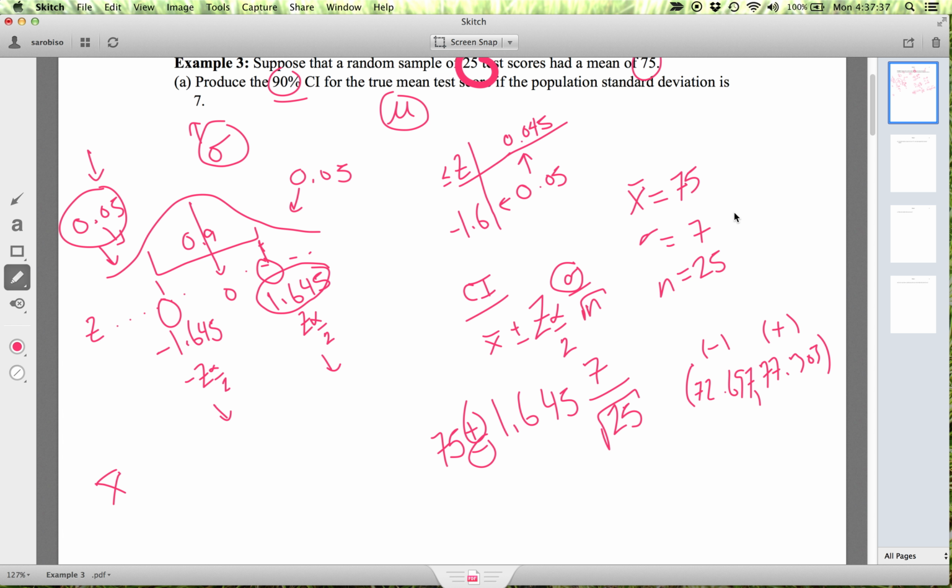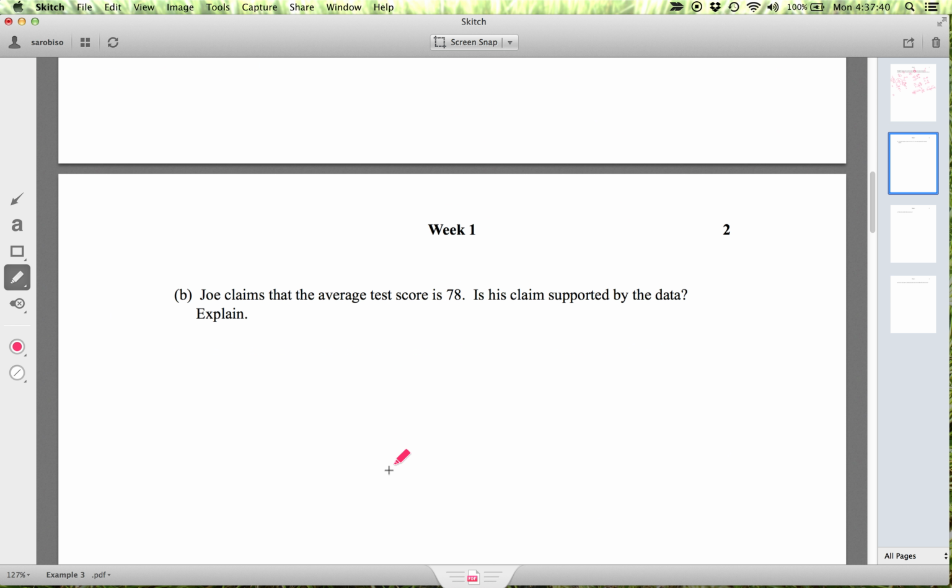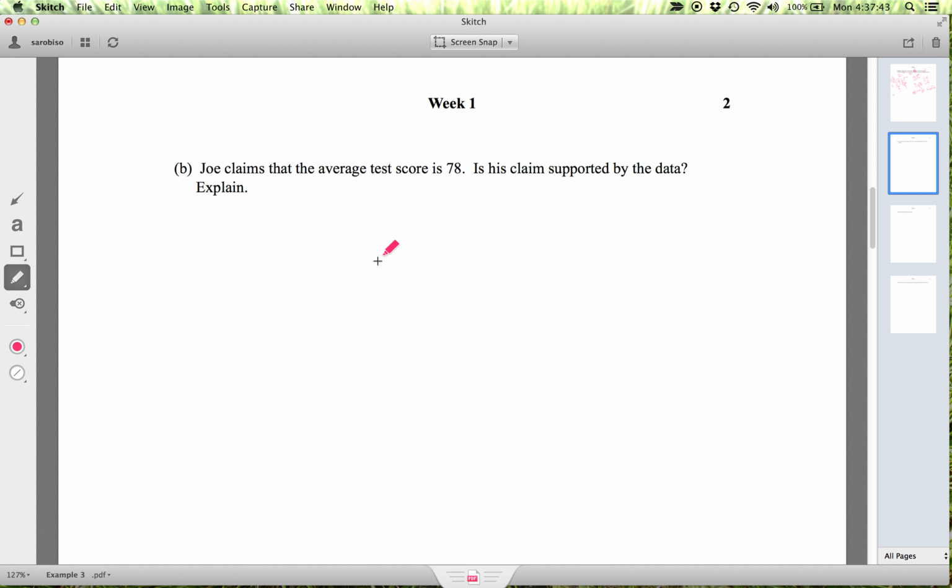Okay, let's continue on with this question. Joe claims that the average test score is 78. We want to know if his claim is supported by the data. Let's remind ourselves of the interval that we just calculated. Our interval said that we expected mu to be somewhere in between 72, that was our lower limit, and 72.697. If you don't know where we got that, just go back up to part A. You can see that value there.